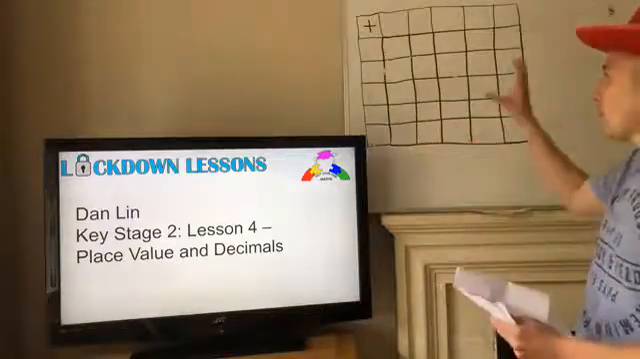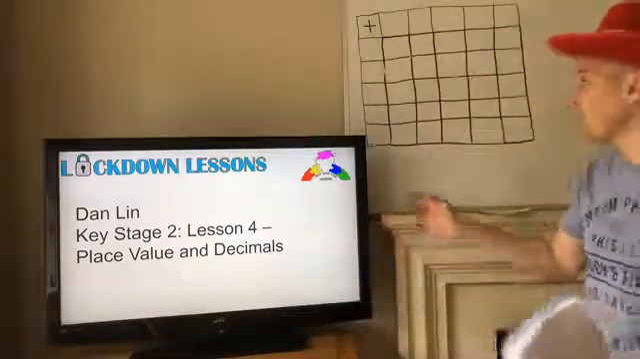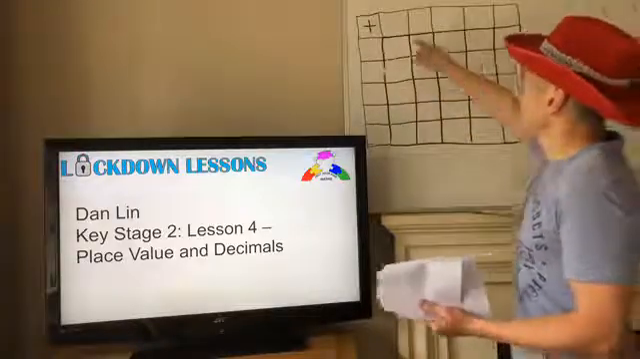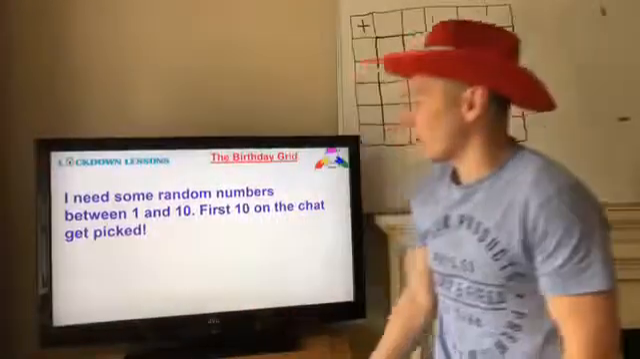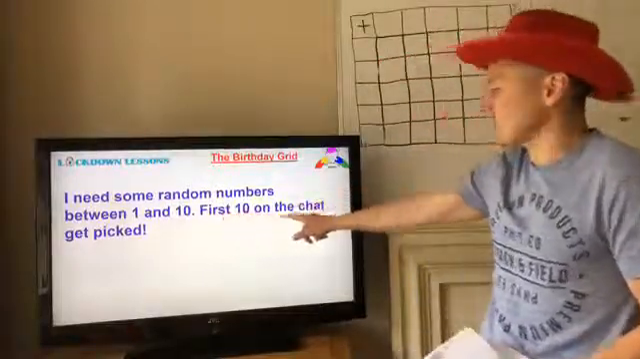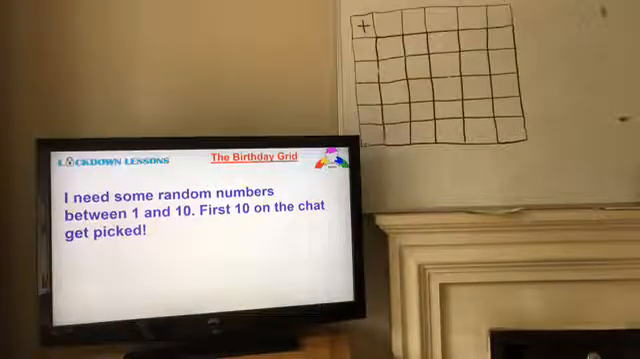So hopefully you've got a grid like this, or you can just draw one out. The important thing is you've got 5 by 5 there, and we'll put the numbers on first. So I need from everyone on the chat some random numbers between 1 and 10. I'm going to take the first 10 numbers that you put on the chat for me. So the first 10 numbers I'm going to write up.